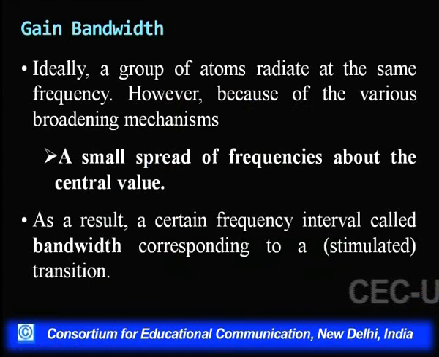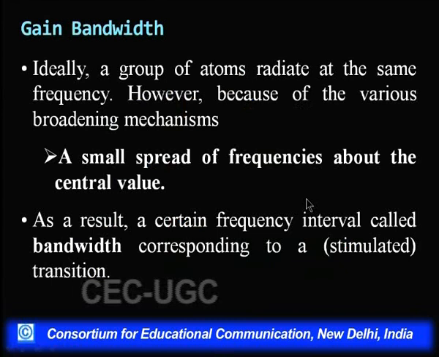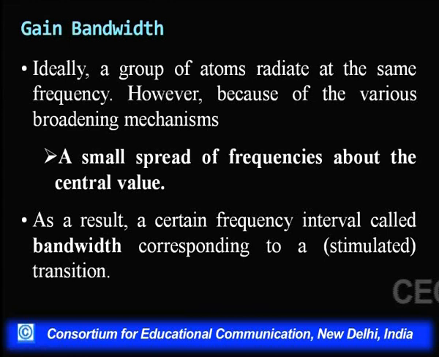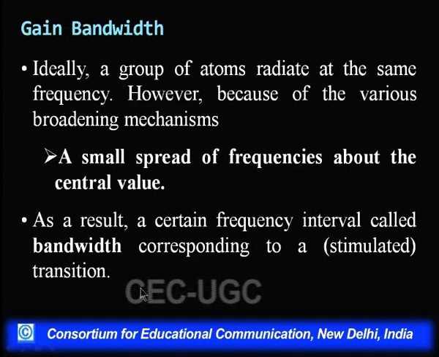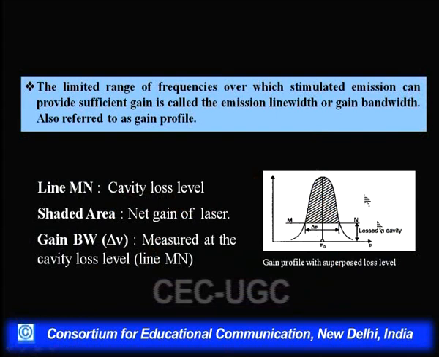Now the gain width. A group of atoms radiate at the same frequency; however, because of various broadening mechanisms, there is a small spread of frequency about the central value. As a result, there is a central frequency interval, which is called the bandwidth, corresponding to the stimulated transition. This bandwidth is required for the stimulated transition, and this diagram defines the bandwidth, which defines the gain profile with the superposed loss level.